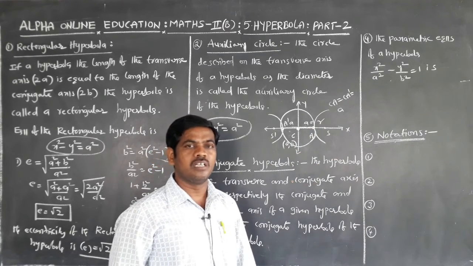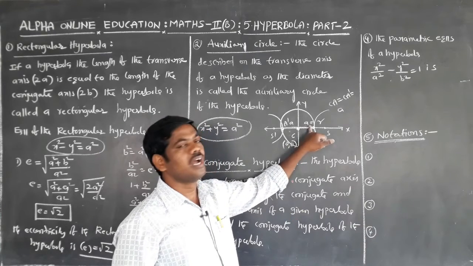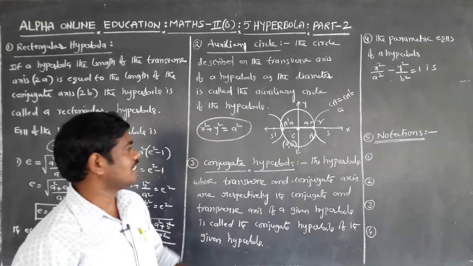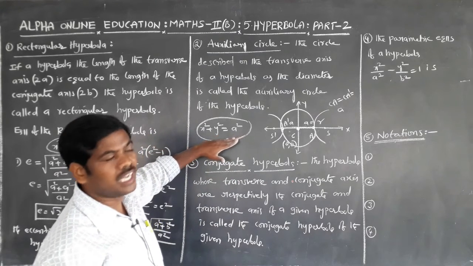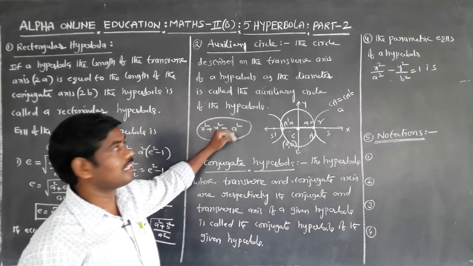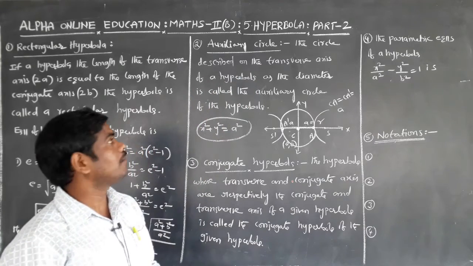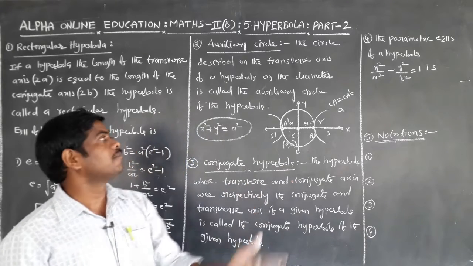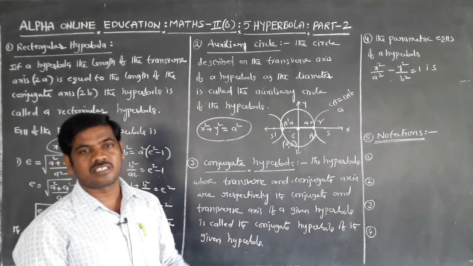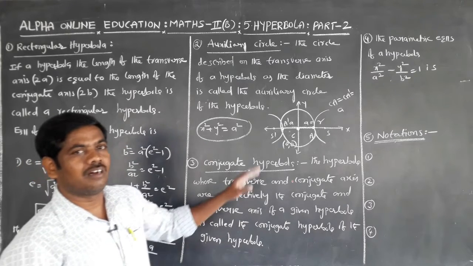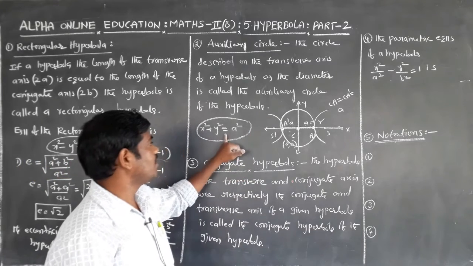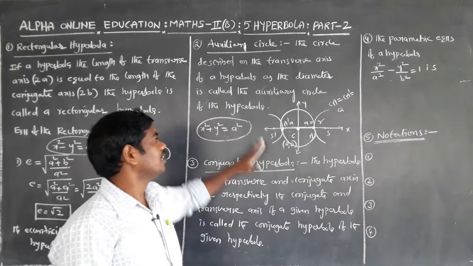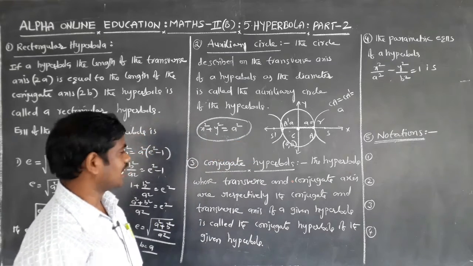The equation of the circle with center (0, 0) and radius a is x square plus y square is equal to a square. This is the equation of the auxiliary circle. Auxiliary circle means the circle described on the transverse axis of a hyperbola as its diameter is called the auxiliary circle of the hyperbola. This is the second concept.